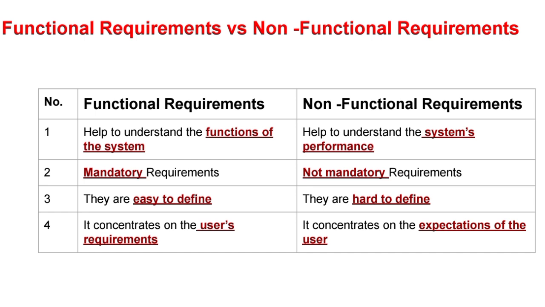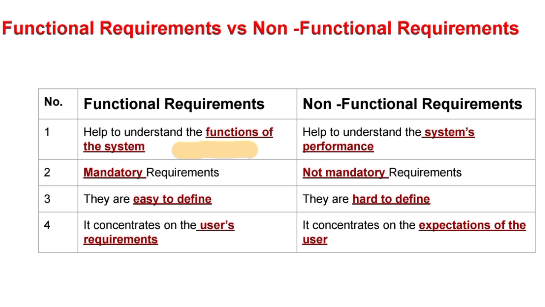First we need to understand what is functional requirement. Functional requirement helps you to understand the functions of the system. For example, it helps you to understand the features of the system. Take WhatsApp as an example. WhatsApp is a software application, and what are the features of WhatsApp? It could be calling, video call and chatting. So functional requirements help to understand the function of the system.